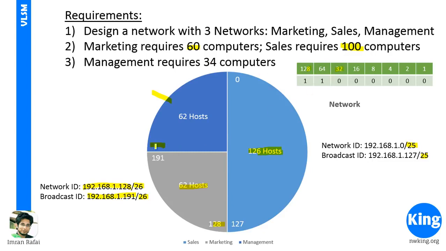And we know the next IP address is 192.168.1.192, and since it is 2-bit borrowing, it's a block size of 64. So 192 and the broadcast ID is 255. The network ID is 192.168.1.192/26, and the broadcast ID is 192.168.1.255/26.